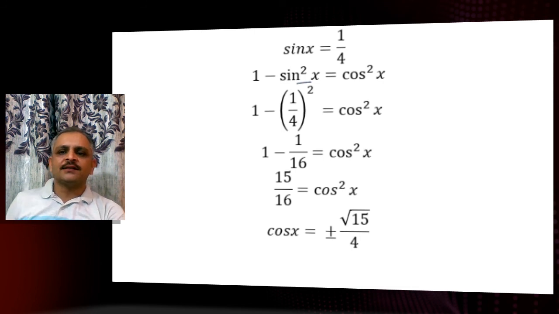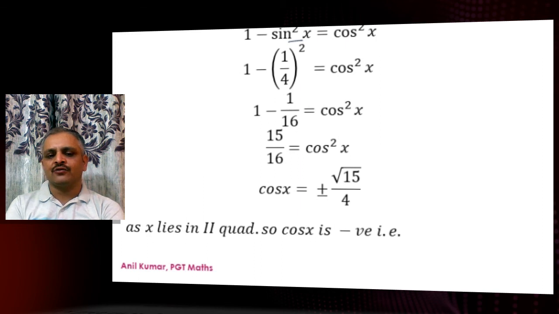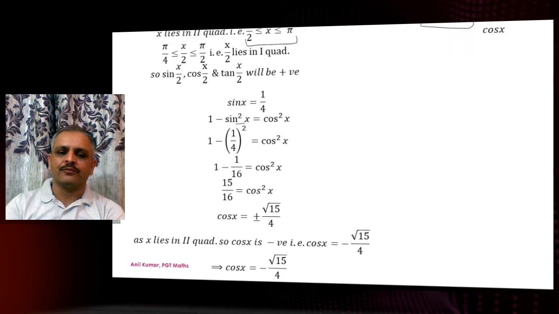So x lies in the second quadrant, and in the second quadrant cos will be negative. So as x lies in the second quadrant, cos x will be negative. So what will be my value of cos x? Minus root 15 by 4.